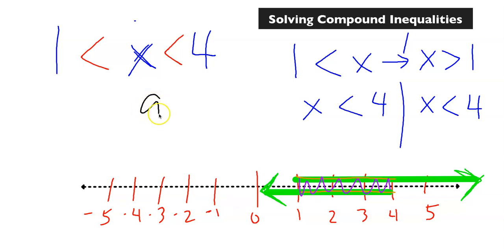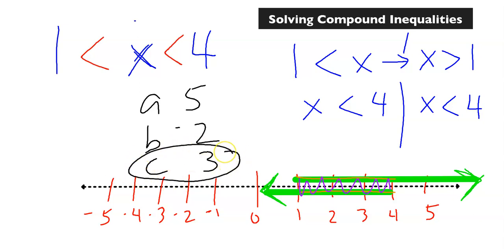For instance, if I had answer choices, which of these values actually satisfies this particular statement? If A, B, and C were my answer choices: 5, -2, and 3. Which one of those is going to satisfy that expression? The only one that satisfies that expression is 3, because 5 is not part of the overlap, -2 is not part of the overlap, but 3 happens to be part of the overlap. So my answer choice would be C.